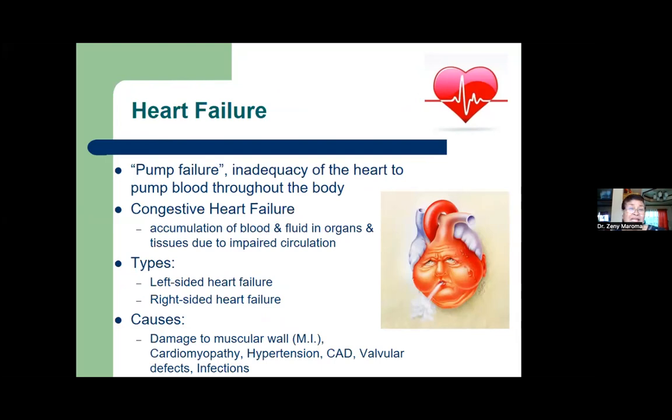If the left side is unable to pump blood to systemic circulation, blood is dumped back to the lungs. So there's congestion in the lungs. While if there is right side failure, there will be congestion in systemic circulation. Kaya with heart failure, it follows congestive heart failure. Okay? Kaya ang types, left-sided, right-sided failure.